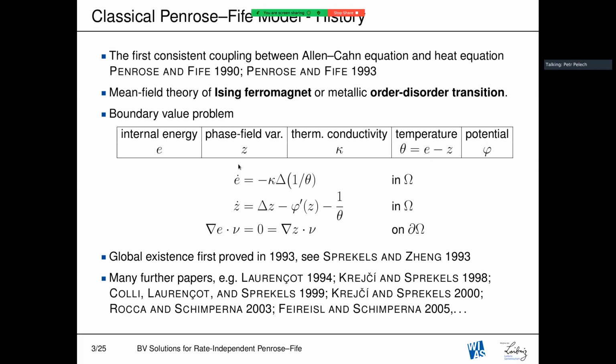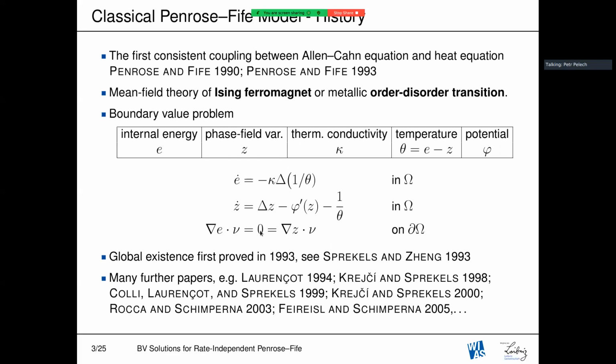So this is the boundary value problem we are solving. So we have a normal heat equation with thermal diffusion, Allen-Cahn equation for the phase field, Laplacian for the interfacial energy, the derivative of the potential as the driving force, and 1 over theta here couples the system to the temperature we have. And we have closed system, which means we have no flux boundary condition on the whole boundary.